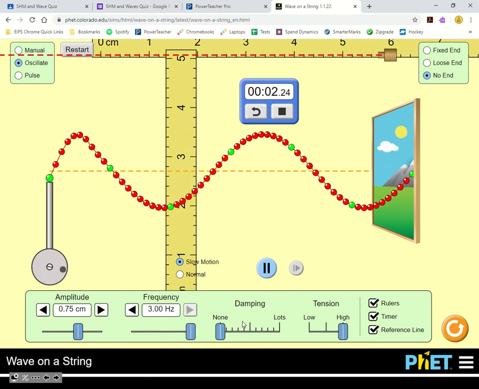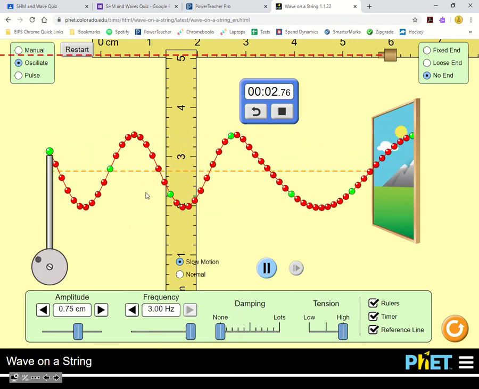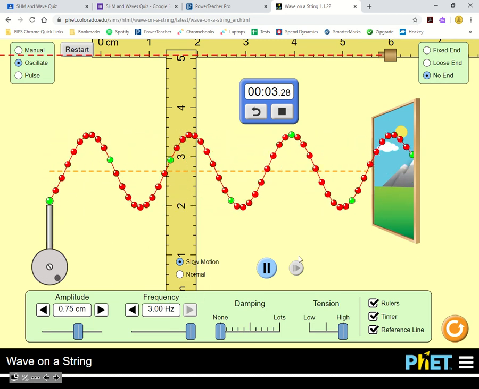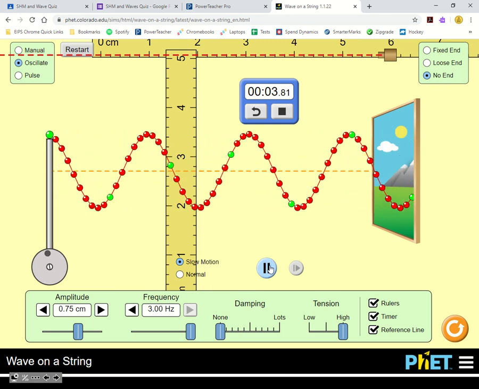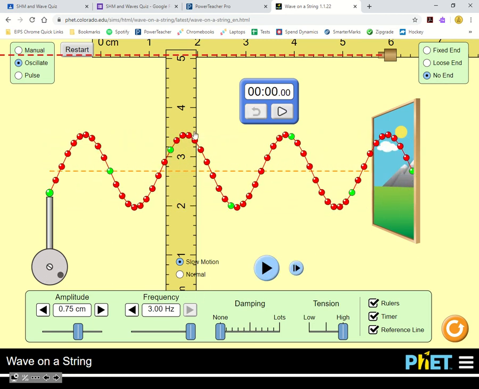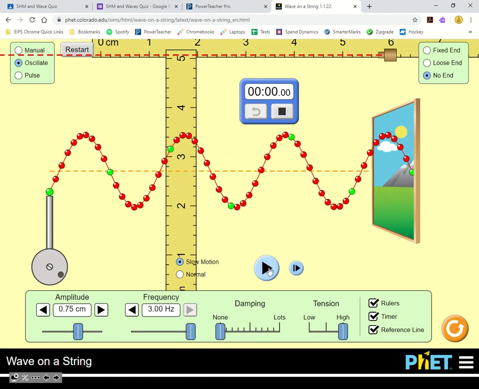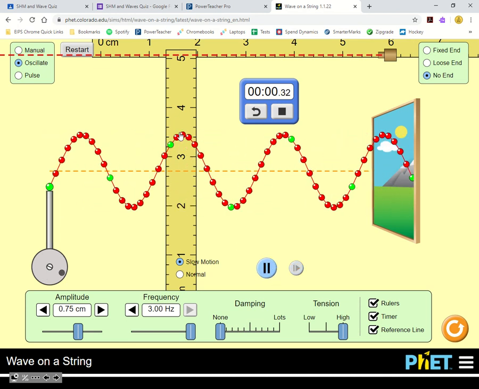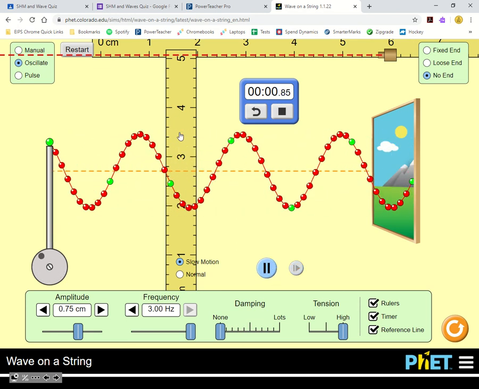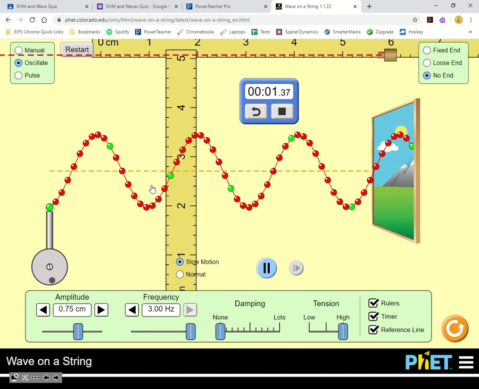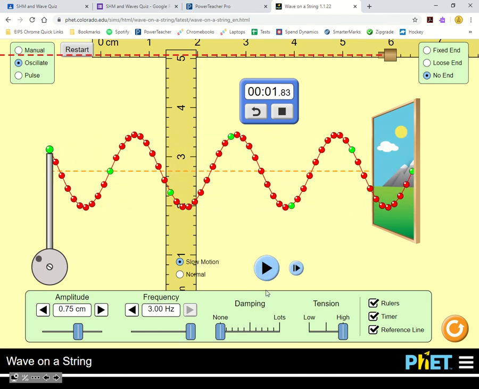So if I increase our frequency, we're just going to have more waves per second. Now we have a frequency of 3, and I'm just going to pause it, and we time it. If we push play, we should get 3 waves passing by there when that timer hits 1 second. So that's 1, 2, 3. Right when we hit a second, we got 3 waves passing by that point. So that's what frequency is.